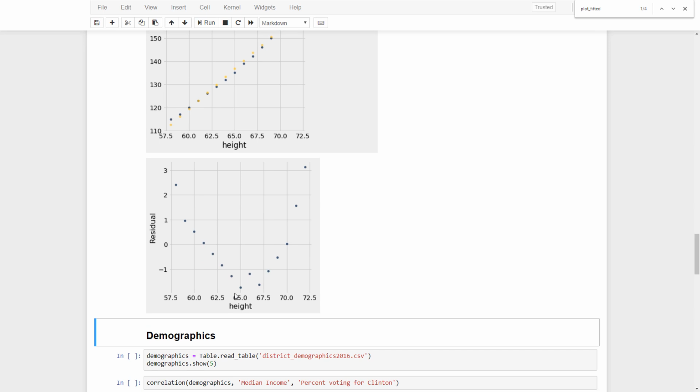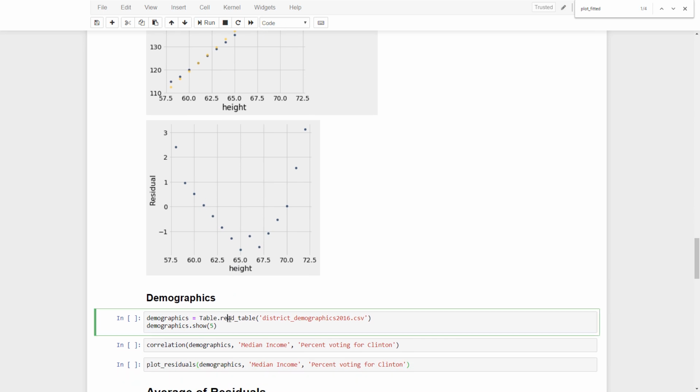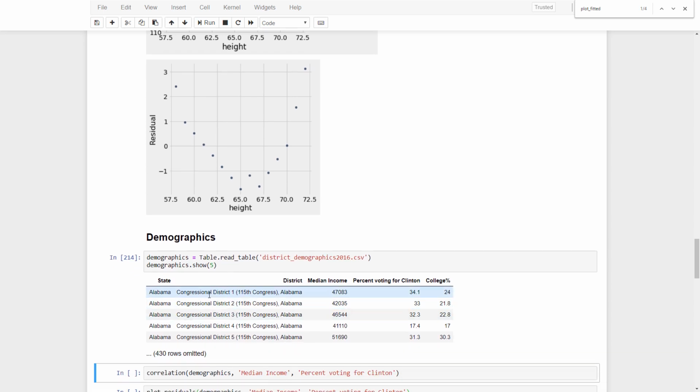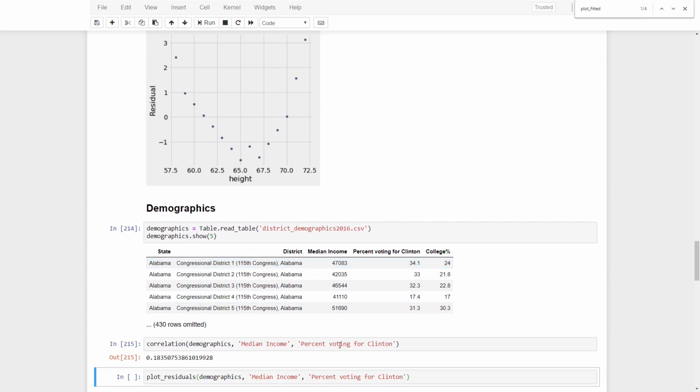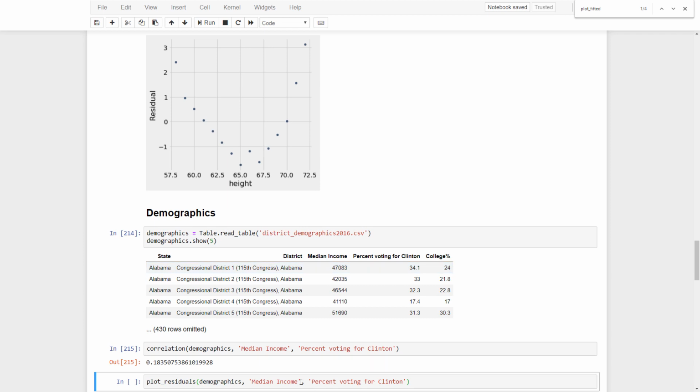Now let's see another dataset, which is the dataset that we used last time, the demographics dataset. In this dataset, if you remember, we have a row for each district, and for each district we have the income, the percent voting for Clinton, and the percent of the population who went to college. Let's compute the correlation between the median income and the percent voting for Clinton. This is the correlation. It seems like a very weak correlation. It is positive, but it is very weak. It is 0.18. Let's see how the residual plot will look like.